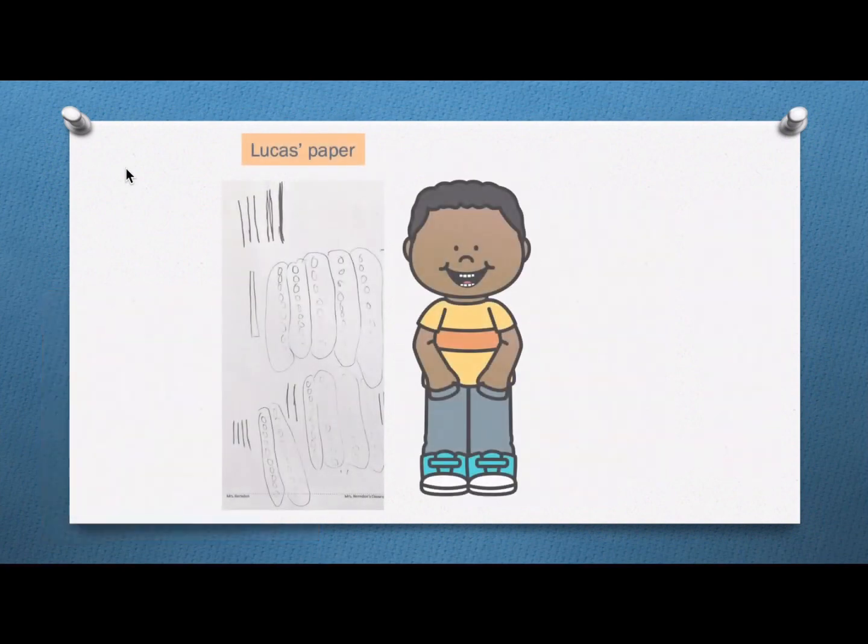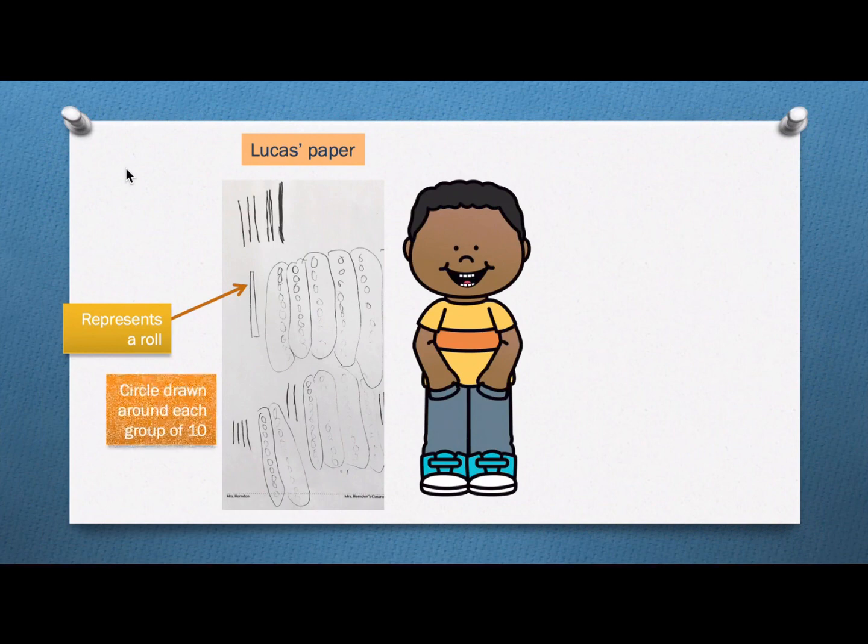Contrast these drawings with Lucas's drawing, shown on the left. Lucas used a single line to indicate a role. We can infer that Lucas thinks of a role as a single entity, one thing. In fact, rather than drawing a picture of a role, Lucas drew something to represent a role. He drew circles to show the individual pieces, but interestingly, he has them arranged in groups of 10 and even has a loop around each group of 10.